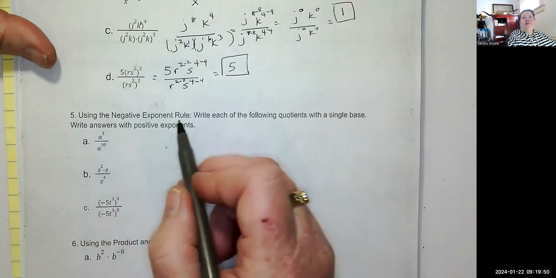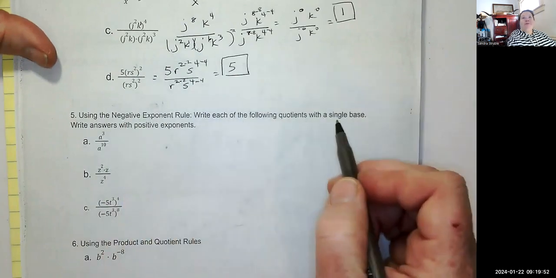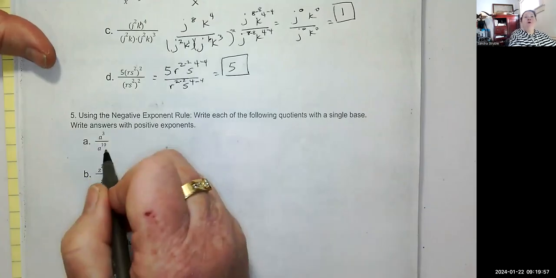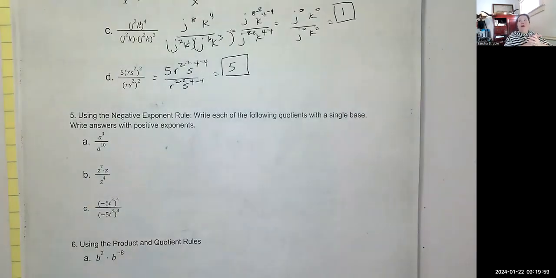Using the negative exponent rule, write each of the following quotients with a single base. Write answers with positive exponents. This is what I was referring to. So in this case, we've been taking all of our exponents to the numerator. Here, our exponent is positive and larger in the denominator. So we're going to bring the a cubed south to the denominator.